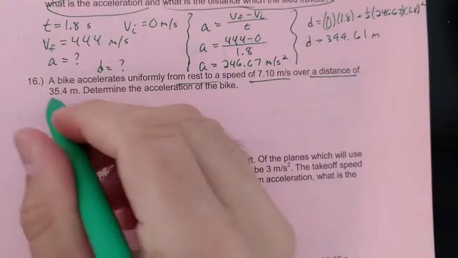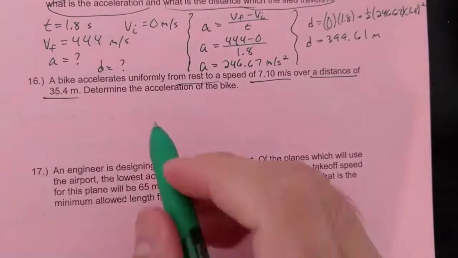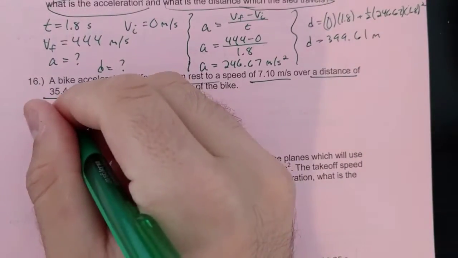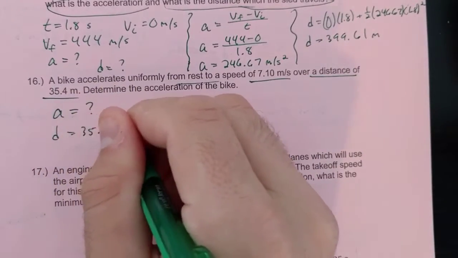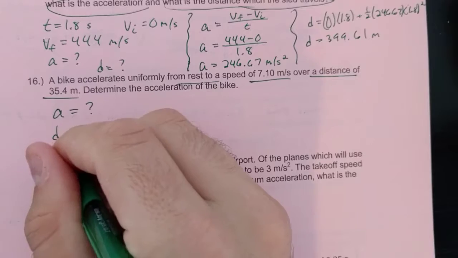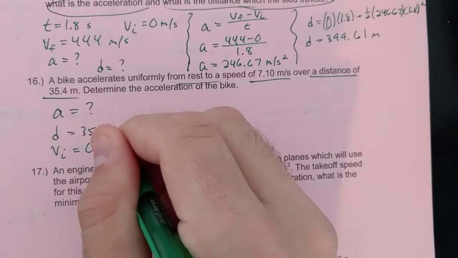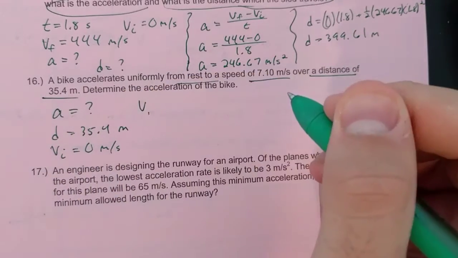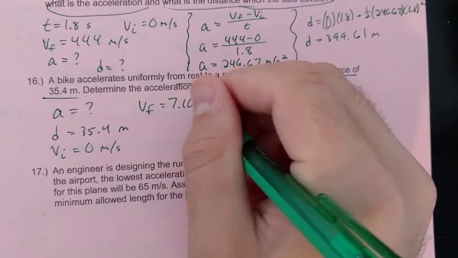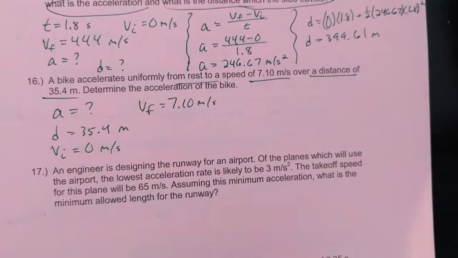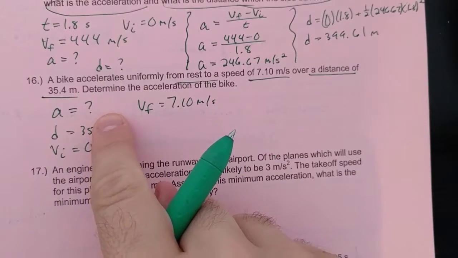Number 16, a bike accelerates uniformly from rest to a speed of 7.10 meters per second over a distance of 35.4 meters. Determine the acceleration of the bike. Looking for acceleration, they give me a distance, they give me velocity initial, they give me velocity final, and they're asking for acceleration.